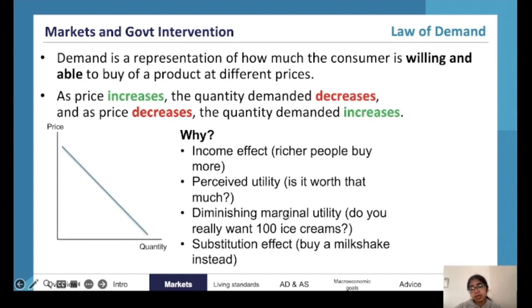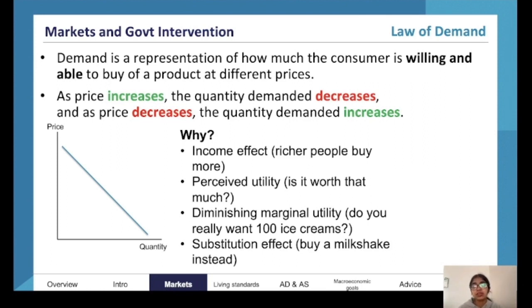Next, diminishing marginal utility. So diminishing marginal utility is about how many you buy, for example. So for example, let's say we have ice creams on a summer day, right?